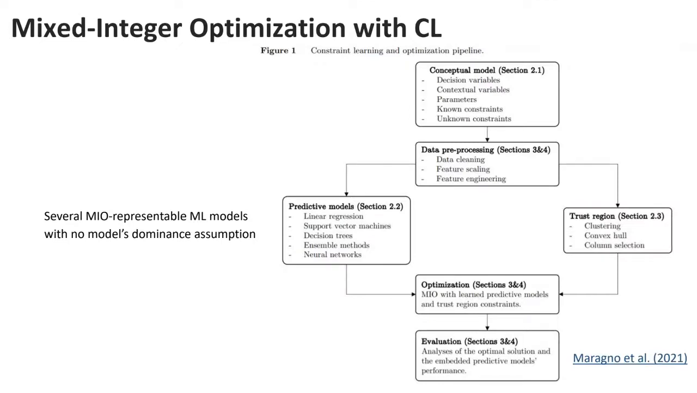The framework that we present in the paper is the following one. We have the conceptual model, which is what we know how to define. So we have decision variables, contextual variables, some parameters, and then all the known constraints and the objective function. And then, of course, we need an idea of what has to be learned. For example, we know that palatability must be learned at some point, but we don't know the function defining the palatability. So in this case, we have some data for the palatability. We pre-process the data, and then the next step is to learn some constraints, the constraints for the palatability.